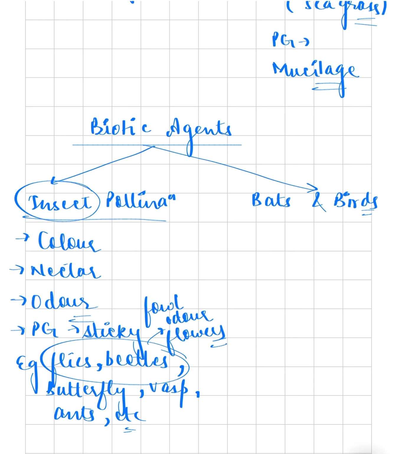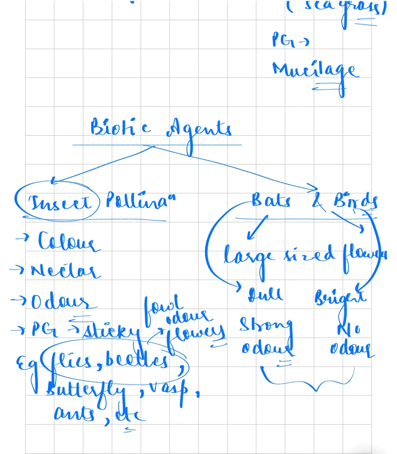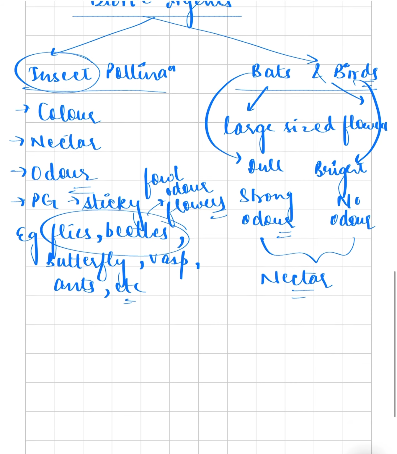Now next is the pollination by bats and birds. Here bats and birds, they generally pollinate the large sized flowers. Bats are attracted to dull flowers and birds are attracted to bright flowers. Bats generally need a strong odor flower and birds, they need no odor. They both need nectar to pollinate the flowers.